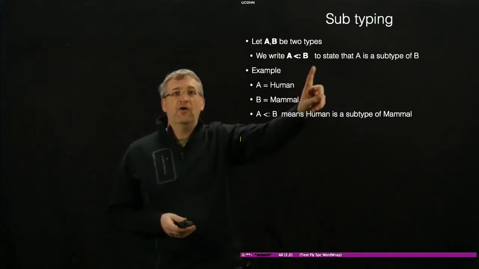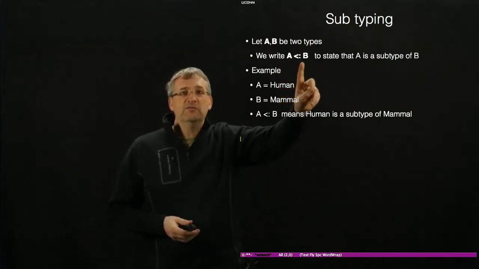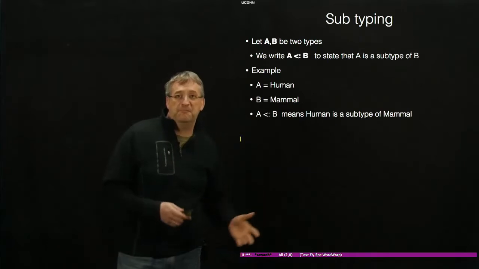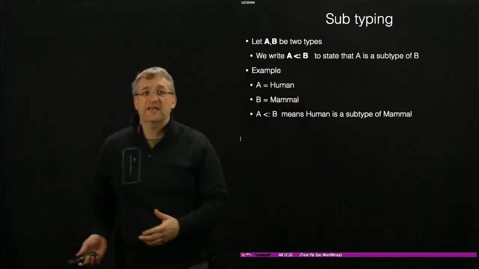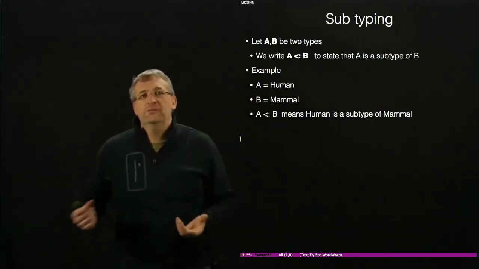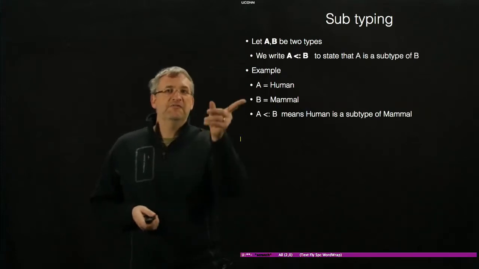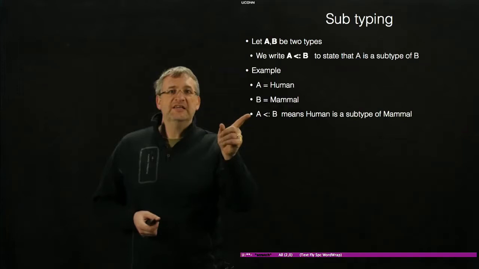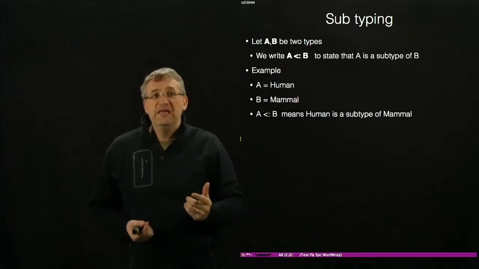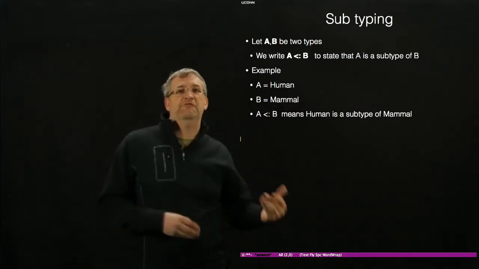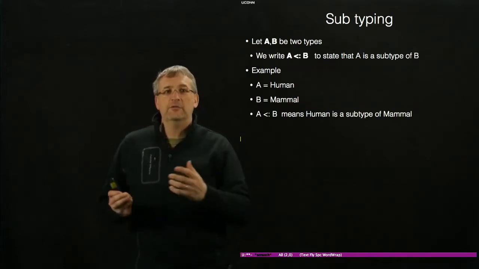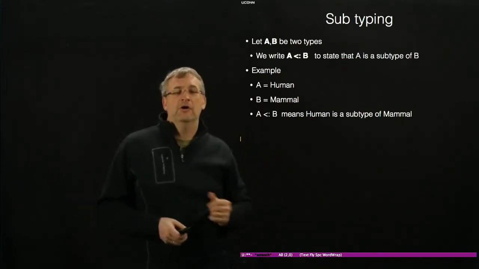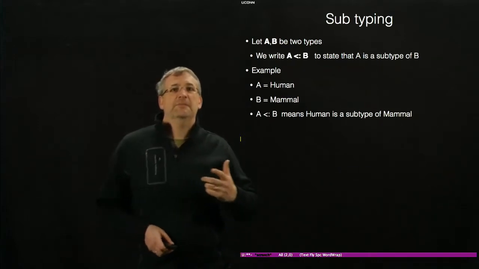I will write the following: A less than with a colon B, to state that A is a subtype of B. It's a way to say that A is a subtype of B. So in my example with the Venn diagram of before, I would have A be a human, B be a mammal, and then I would say that A is a subtype of B to mean that human is a subtype of mammal. That's how I would write it. I would write human less than colon mammal to say that human is a subtype of mammal.